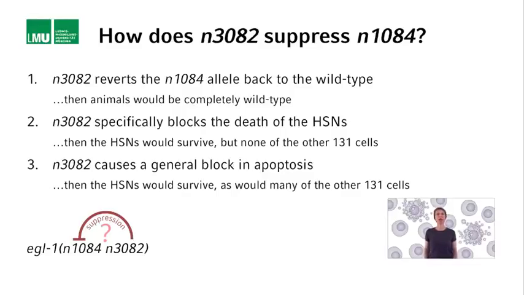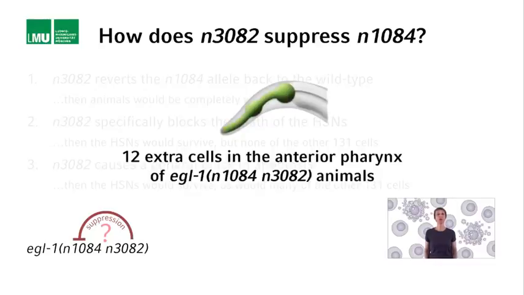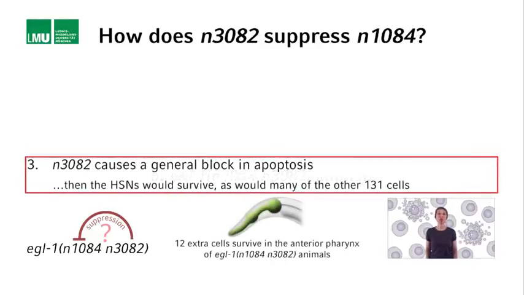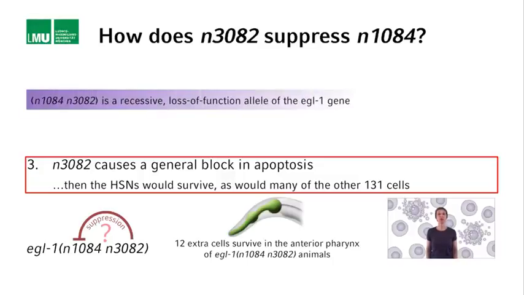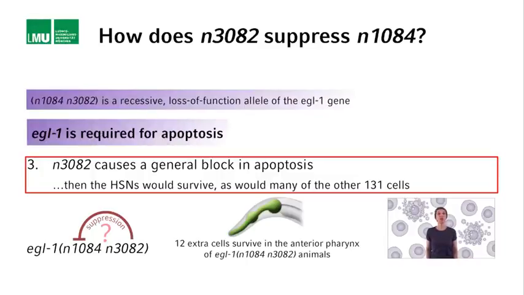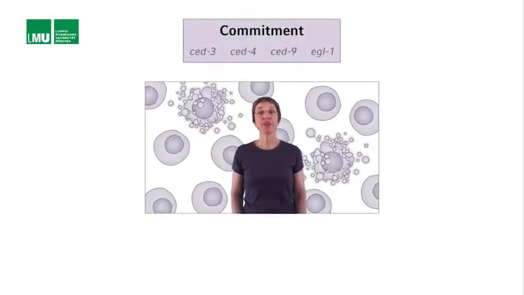To find out, I analyzed the pharynx of N1084 and N3082 animals using DIC microscopy. And what I found was that there were on average 12 extra cells in the anterior pharynx. N3082 therefore causes a general block in apoptosis. N3082 also turns out to be recessive and therefore a loss of function mutation of the AGO1 gene. These results demonstrate that the AGO1 gene is required for apoptosis. These results also demonstrated that, like the genes Z3, Z4, and Z9, the AGO1 gene acts in the commitment step.